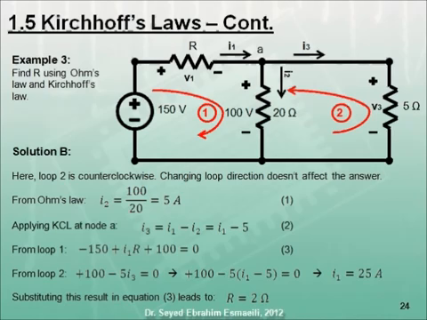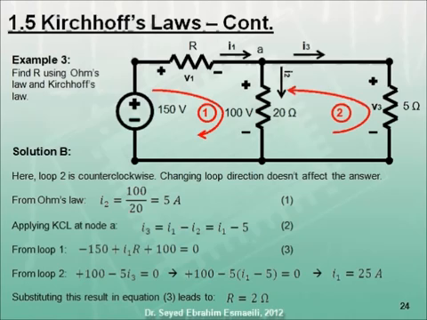In solution B to example 3, the only difference here is that, unlike the case in solution A, the direction of loop 2 is counterclockwise. All the equations will be the same as the ones obtained from solution A, except for the equation derived from applying KVL to loop 2.